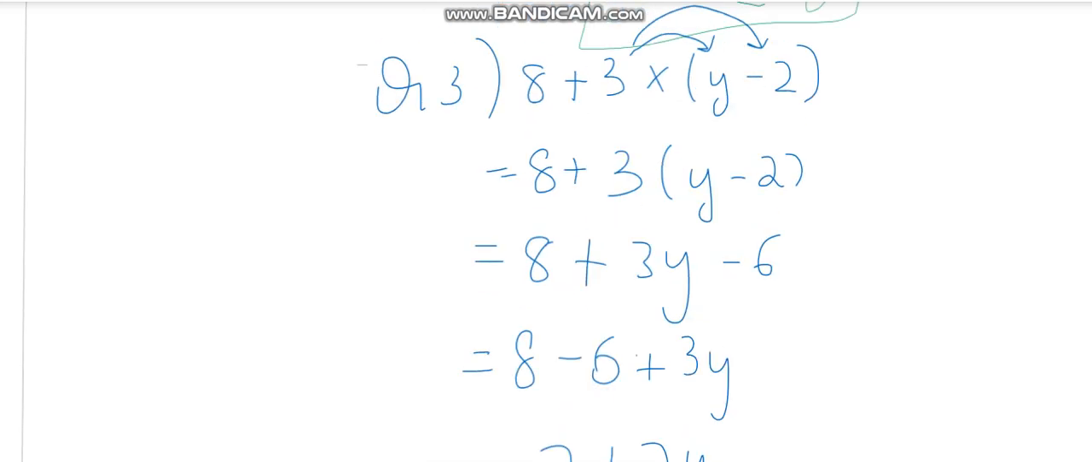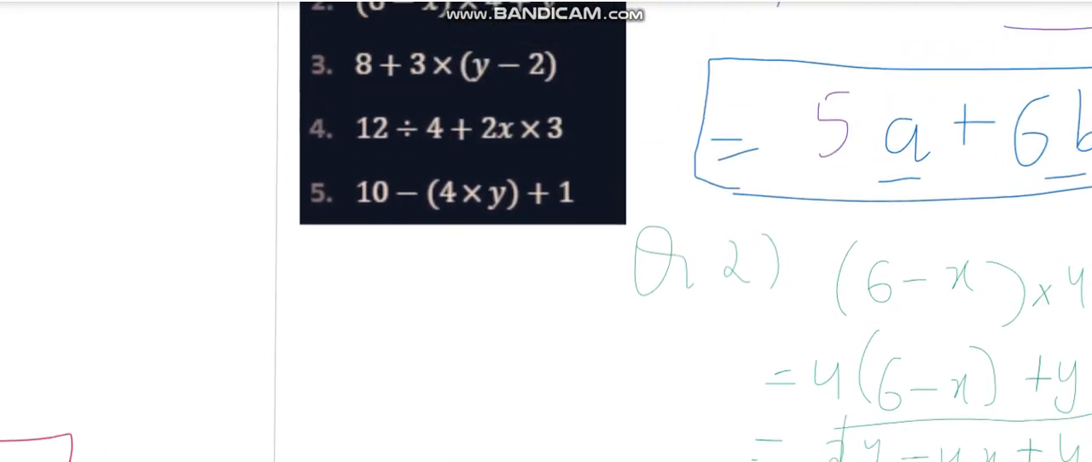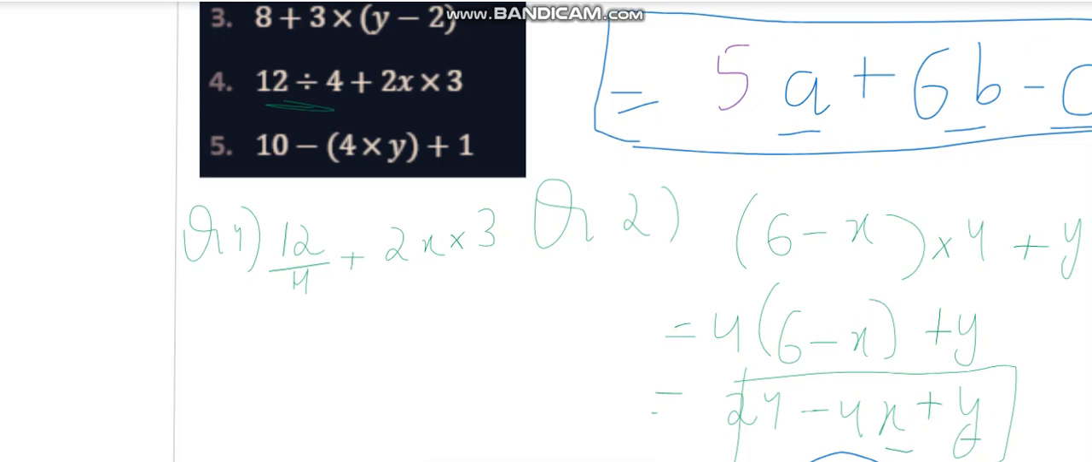Let's move on to the next question, which is question number 4. Question number 4 is 12 divided by 4. So let's write it here. I'm just writing this as 12 divided by 4 plus 2x times 3. Now we've got division, we've got multiplication, we've got addition, so which one to solve first? Again, the same rule helps us, which is BODMAS. So D represents division, so division is first.